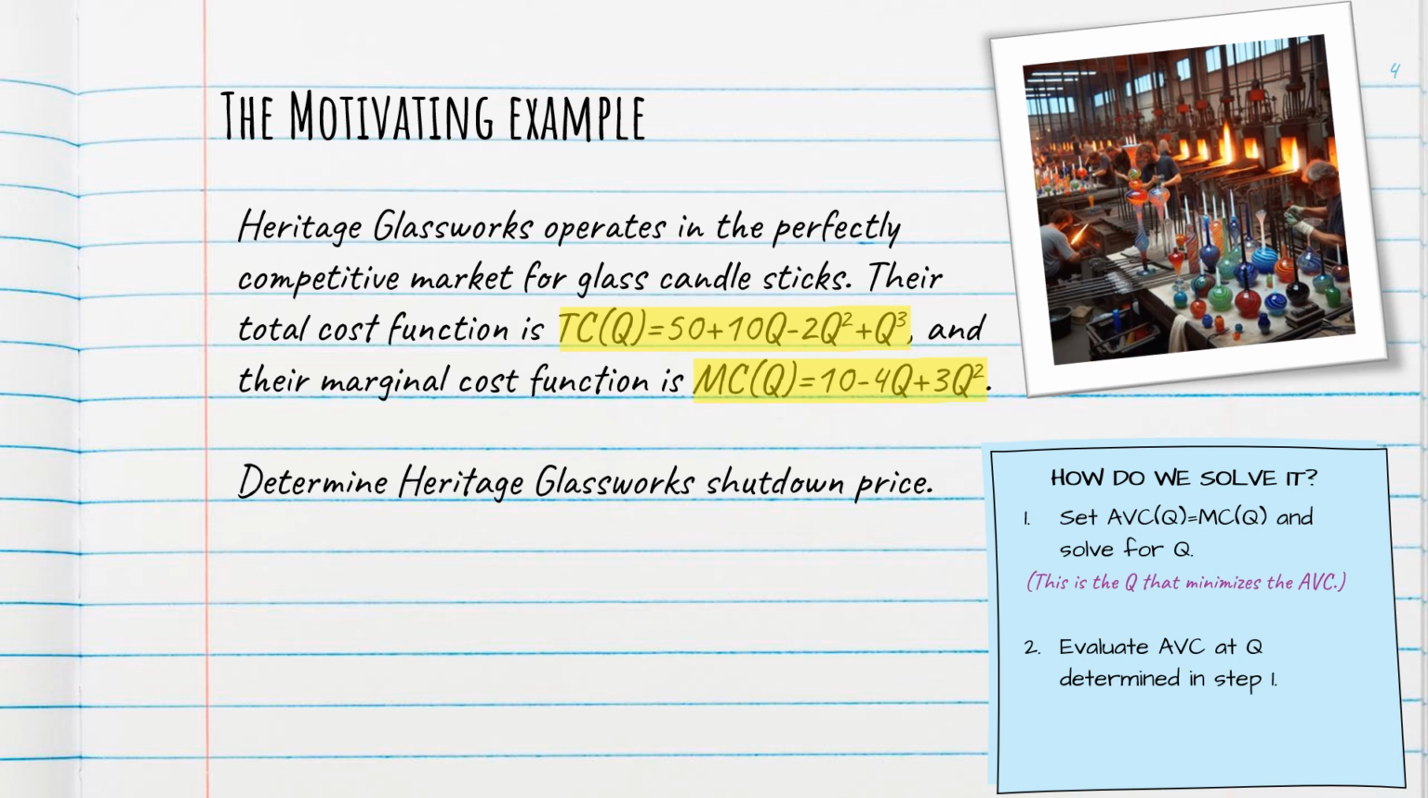Just by way of a reminder, the shutdown price is defined as the minimum of the average variable cost curve. So this process that we follow is all about finding that minimum point. We know that the marginal cost curve cuts through the average variable cost curve at its minimum point. So we solve for the intersection between those two curves. That's step one. Once we know that Q value, we just evaluate the average variable cost at that Q value to find the shutdown price.